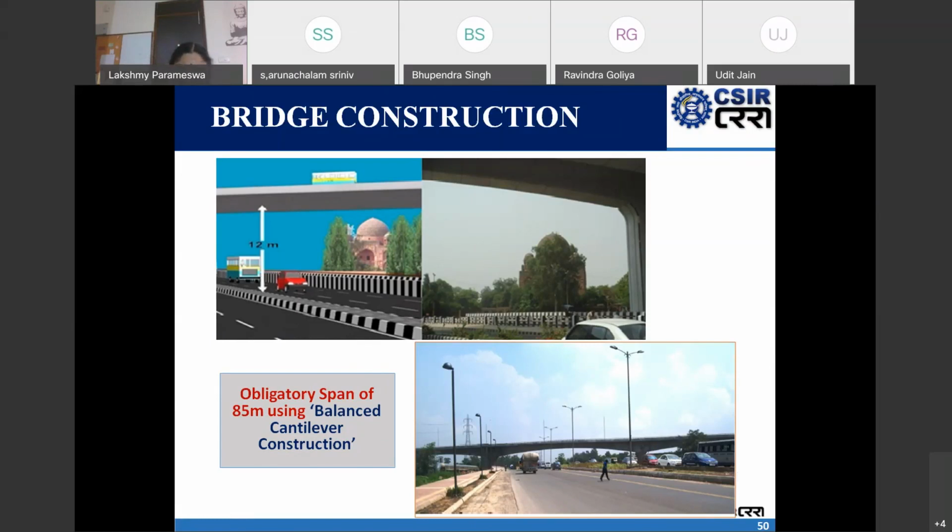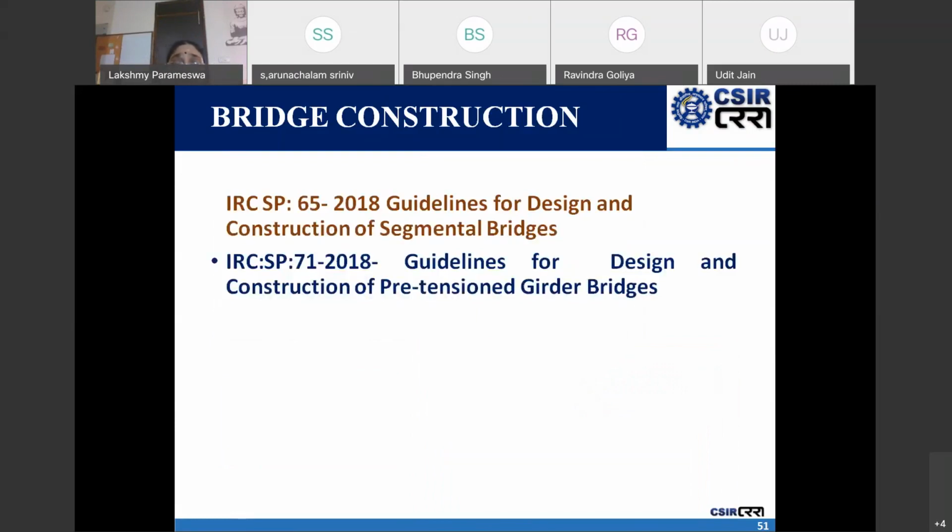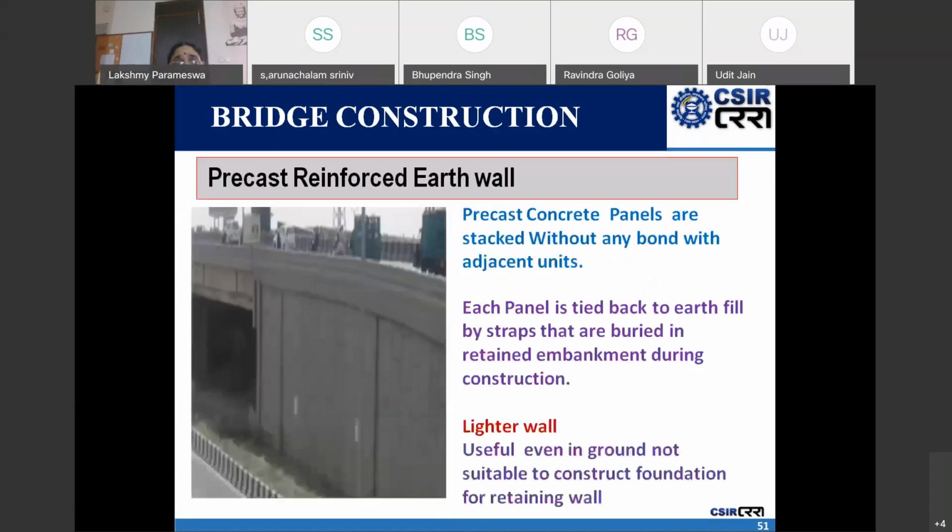So the same elevated roadway will have different types of structures constructed: simply supported, balanced cantilever, or continuous structure, or precast and cast in situ structure. And to help us with this precast construction, we have IRC SP 65 and also IRC SP 71, for the design and construction of pre-tension girder bridges. They are not as long as 45 meters, but maybe 25-30 meter pre-tension girders.